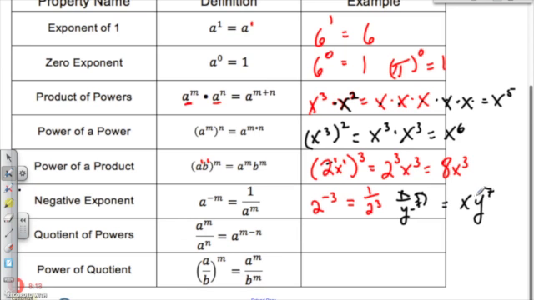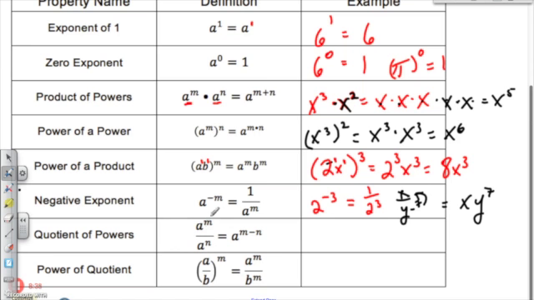and that would be your answer. You're never going to leave an algebraic expression with a negative exponent. You're always going to flip it to the other side. If that means creating a fraction and moving it to the denominator, then do that. If that means getting rid of a fraction and taking it up into the numerator, then do that.